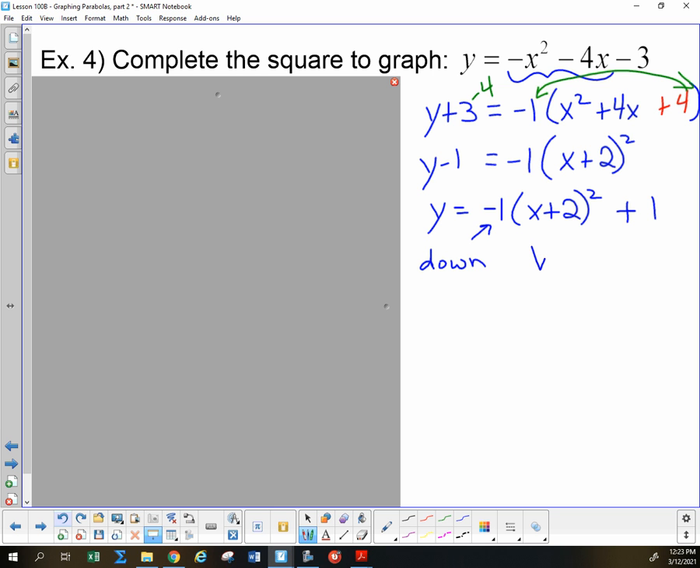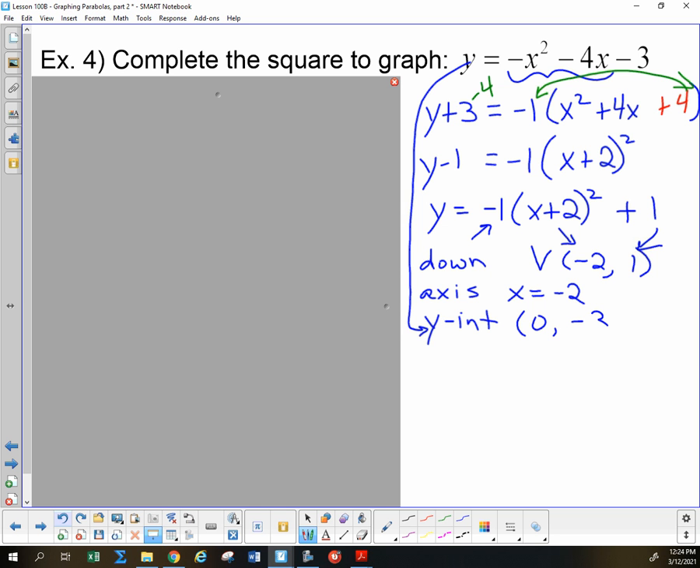The vertex is the opposite of what's on the inside of the parentheses, same as what's outside the parentheses, so the vertex is negative 2, positive 1. The axis of symmetry has to go through the x-coordinate of the vertex, so x equals negative 2. To get my y-intercept, I still go back up to my very original equation, put 0 in, and I have minus 0, that's just 0. So when x is 0, I have only minus 3 left.